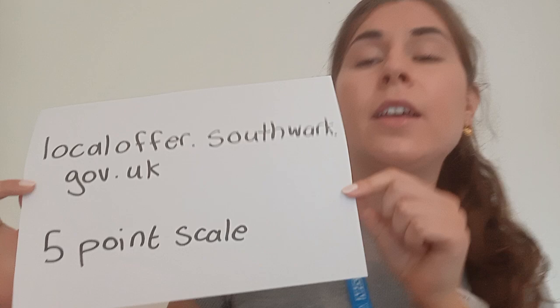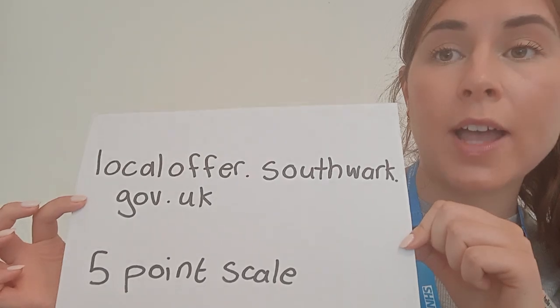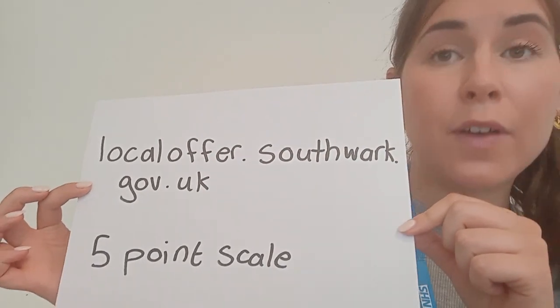I'm going to be using something called a 5-point scale. There are lots of resources for this online, which you can find if you want to, but you don't need to. If you want to find these online, then this website is quite helpful: localoffer.southwark.gov.uk, and you can search on there for 5-point scale. This will link you to a PDF, which you can have a look at on your screen or you can print off. However, today I'm going to be drawing basically everything on that PDF, so you don't necessarily need to find this or print this off. All you need is your pens and paper.